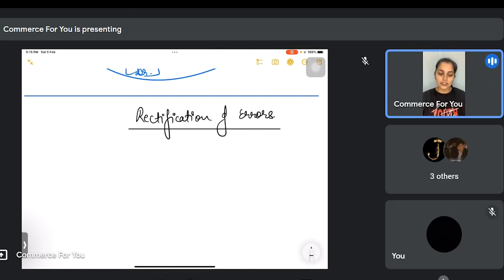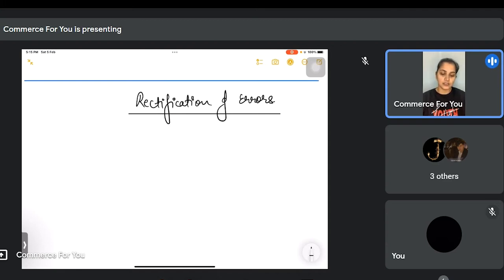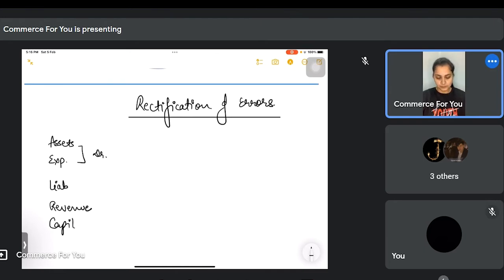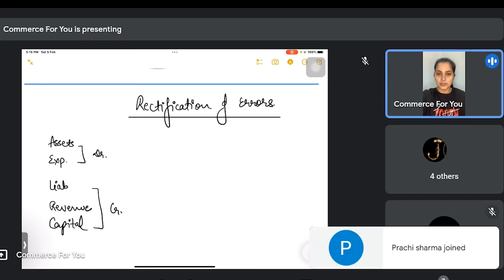For this, let's have a recap of our 5 categories of accounts and their balances. I know it seems very boring whenever I revise that again and again, but ultimately that is the crux. So we have assets and expenses which have a debit balance. Then we have liability, income or revenue, and capital, which have a credit balance.